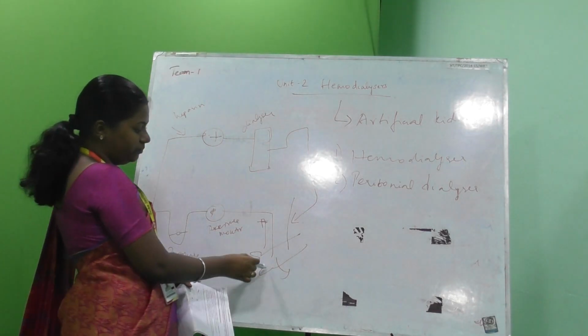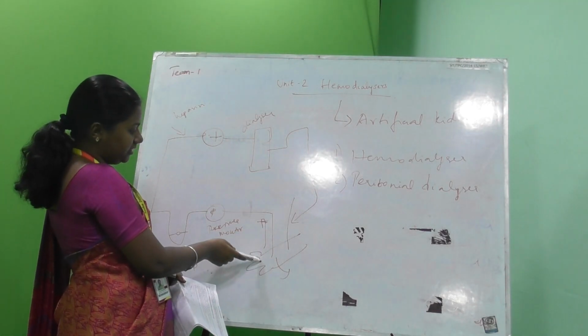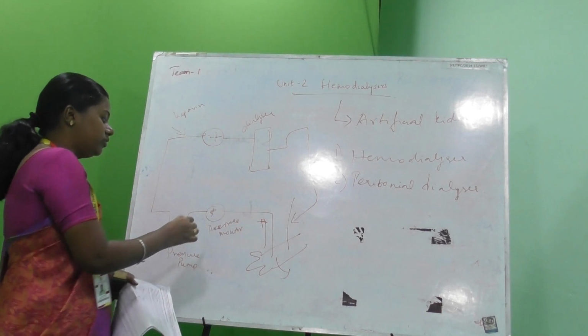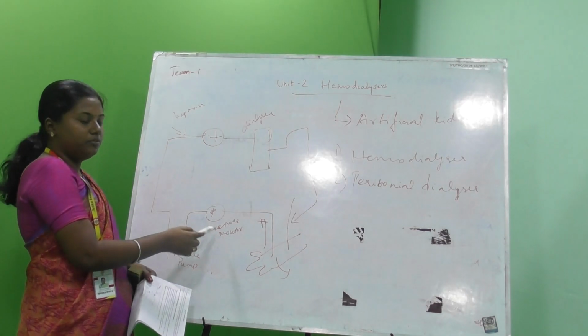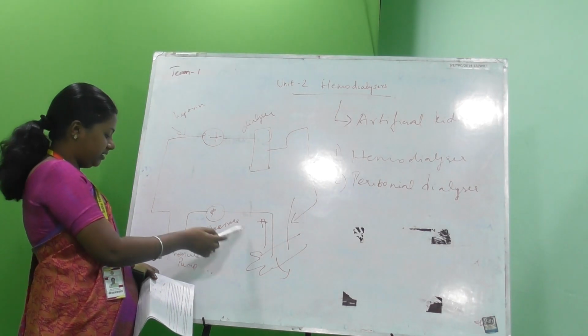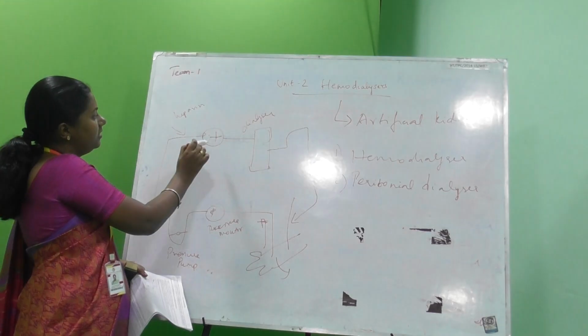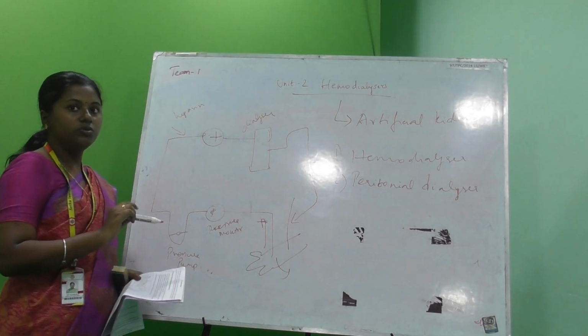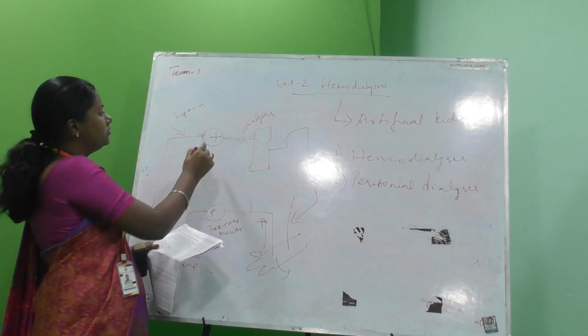First, from the human hand, the blood is taken out and sent to the pressure monitor. The important role of the pressure monitor is to find out the pressure in the blood. Then the heparin is added. The function of the heparin is to remove the blood clot. Then it moves to the dialyzer.